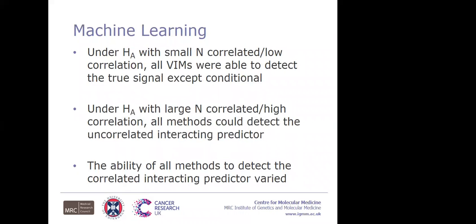But under the alternative, all of the variable importance measures were able to detect the true signal in the small number of correlated variables, low correlation condition, except that conditional one. But when you have a large number of correlated variables and high correlation, all methods could detect the uncorrelated interacting predictor, but they varied in their ability to find V2, which is the correlated interacting predictor.